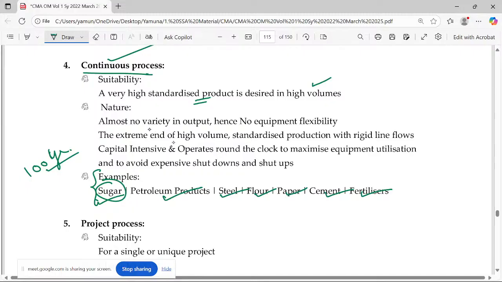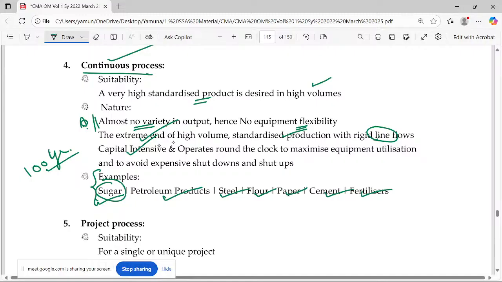Okay. So almost no variety in output. Please highlight almost no variety. So you need not go for a flexible operation system, right? Because you're going to make one standard product only. Extremely high volume, standardized product with rigid line flows. Okay, it goes in a proper line only.